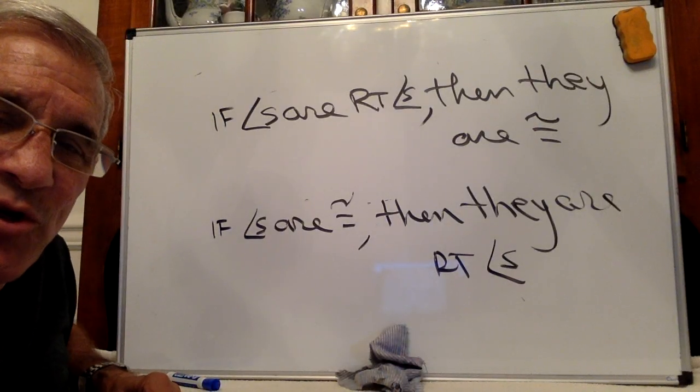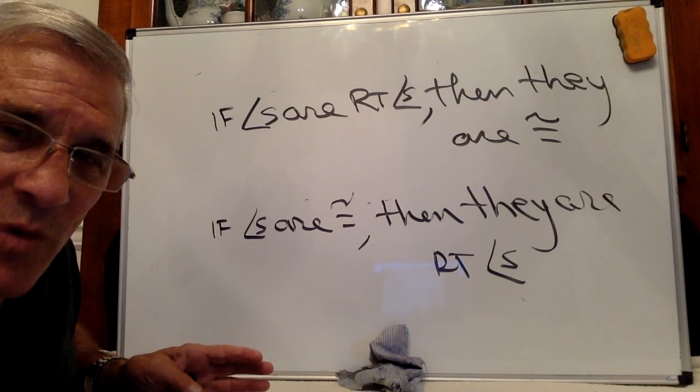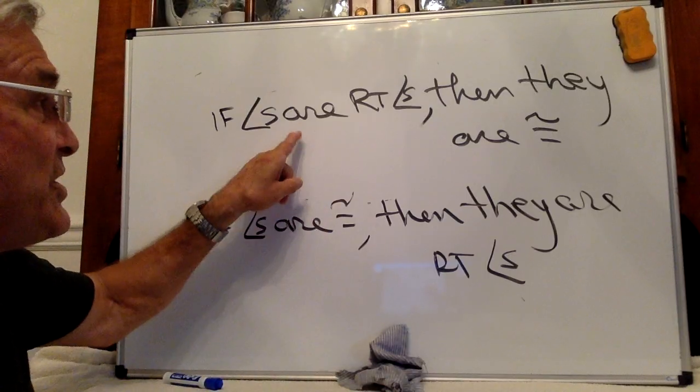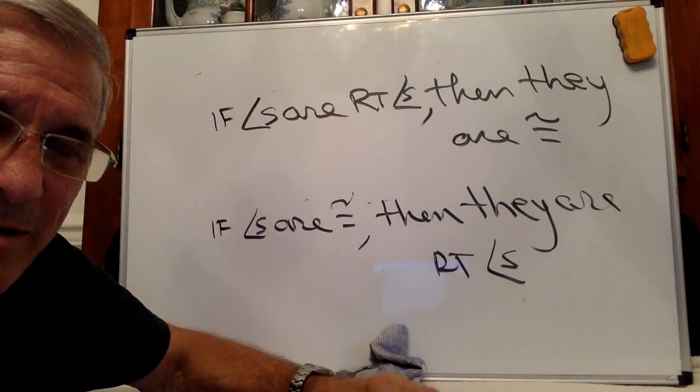That's not necessarily true because I could have two angles that are both 30 degrees. They're congruent, but they're not right angles. This is always true: if angles are right angles, then they are congruent.